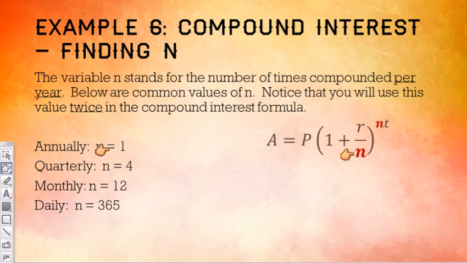Okay, so if it says that it compounds annually, your n value is going to be 1. If it says that it compounds quarterly, your n value is going to be 4. If it's monthly, there's 12 months in a year, so n would be 12. And if it was daily, it would be 365. Okay, so this I would take maybe a snip of if you need to. This is important for figuring out your value of n.